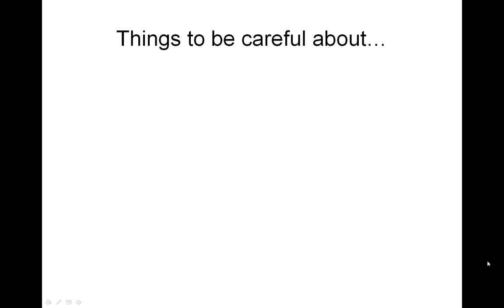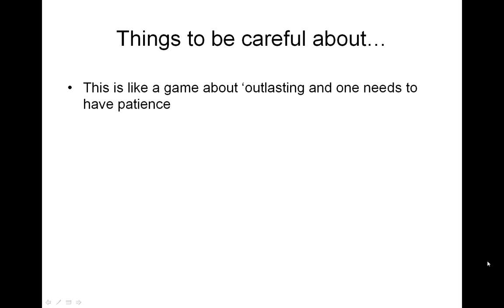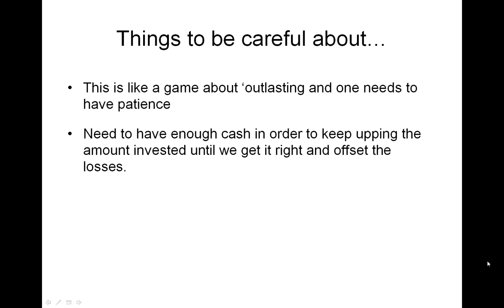So overall, there are several things we need to be careful about with this strategy. It's kind of like a game where we're trying to outlast a certain trend. In this case, we're making a set of bad decisions with the understanding that eventually we're going to get it right. But it's important to take note that we need to have enough cash in order to keep upping the amount invested until we can get it right and offset the losses. There's no point starting out with $200 and then running out of $200 only to think, oh my God, if I had just made one more trade, I would have been able to get all of the losses taken care of. That's no good. So we need to have a substantial cash base.